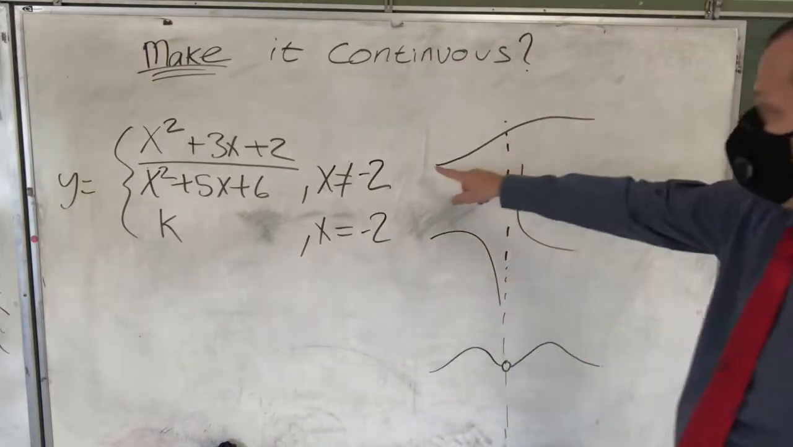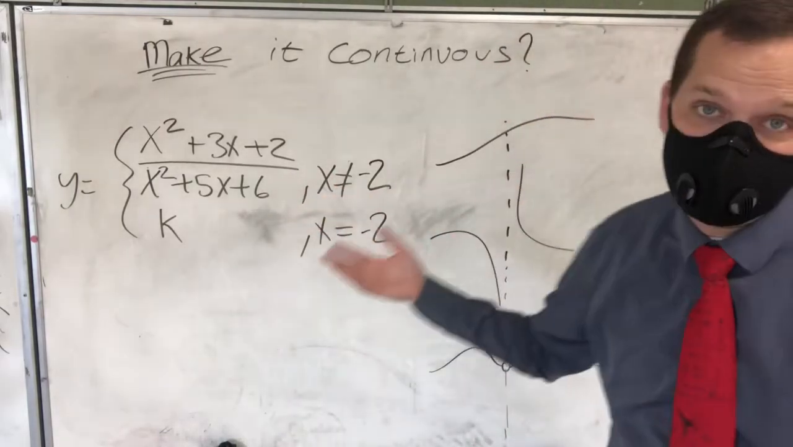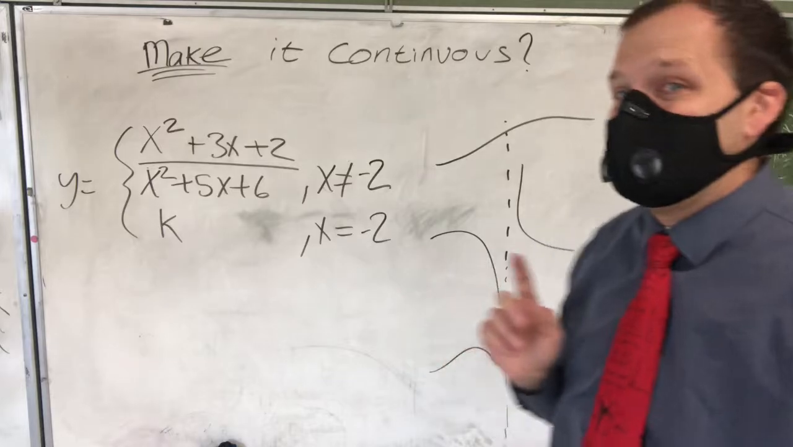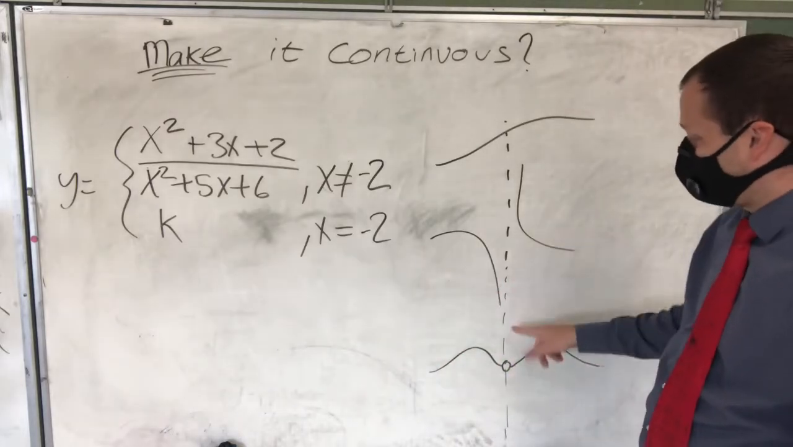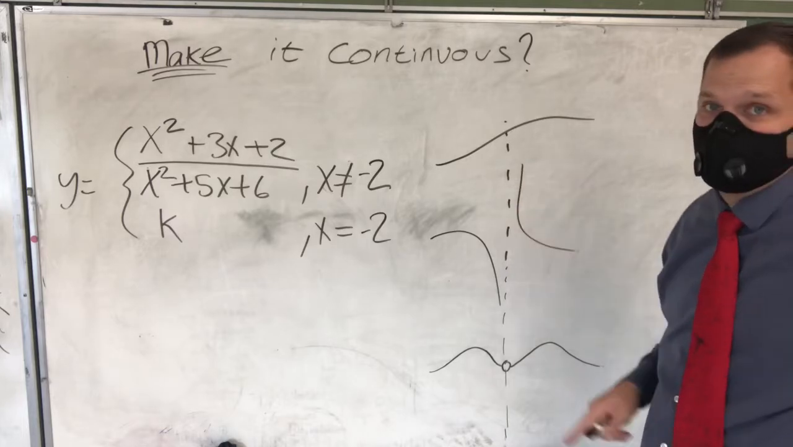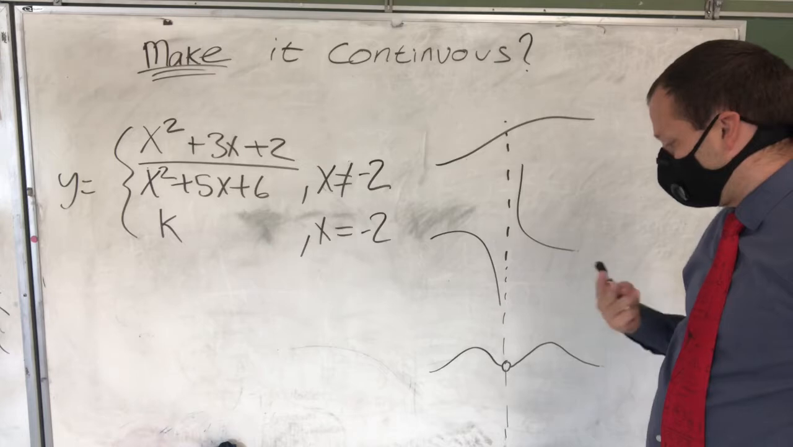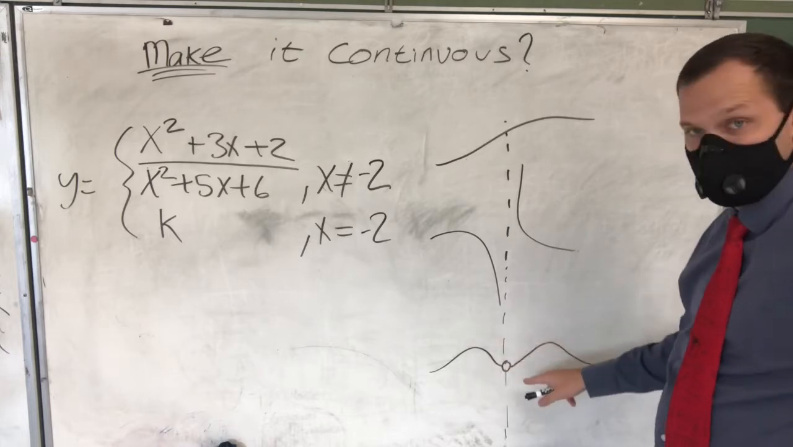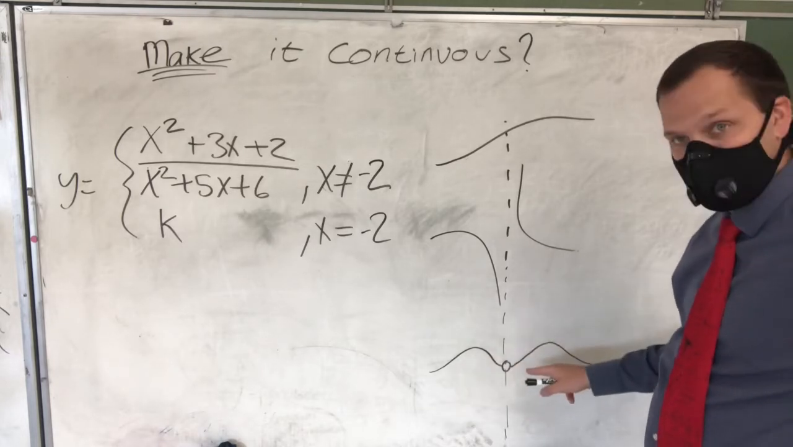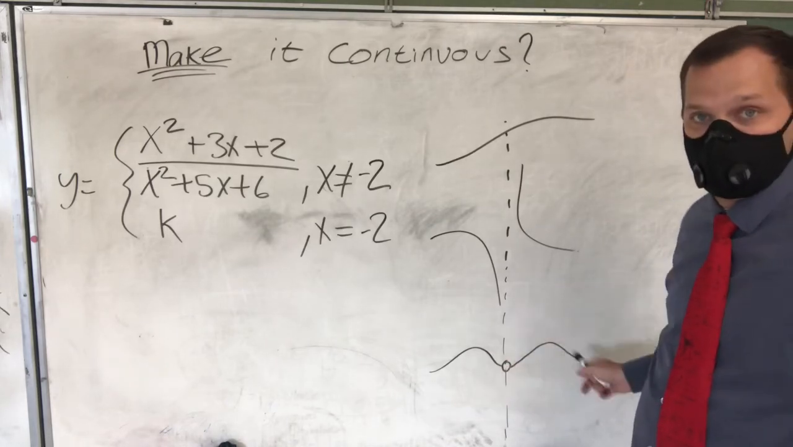The first thing that could happen is it's just a normal line. We plug in negative 2, we get a nice answer, you're done. The other thing that could happen is you get an asymptote at negative 2, in which case there's no point that you could use to fill in and make this a continuous graph. The third thing that could happen is that there's a hole there. Well, if there's a hole there, then we just plug the point in right there and it would become continuous.